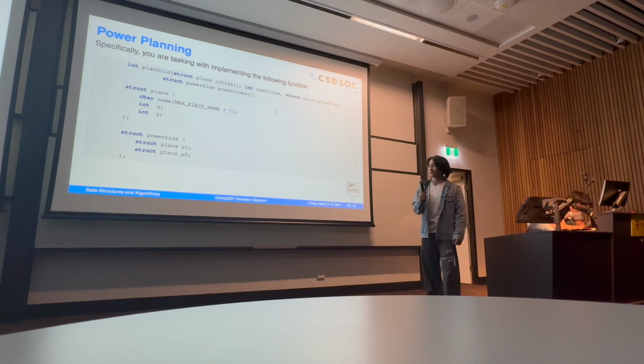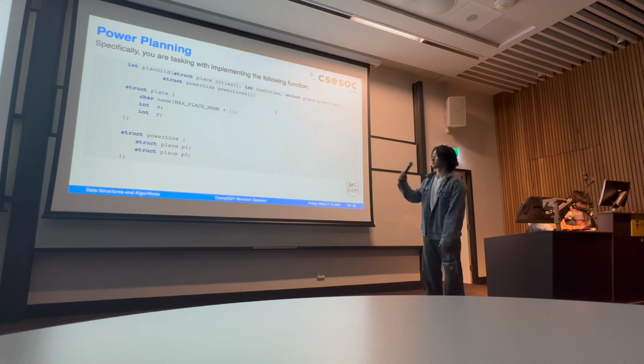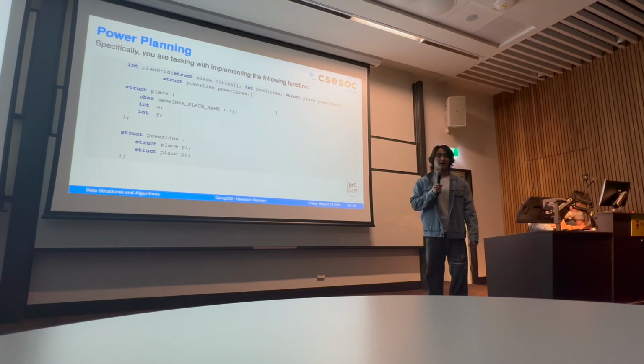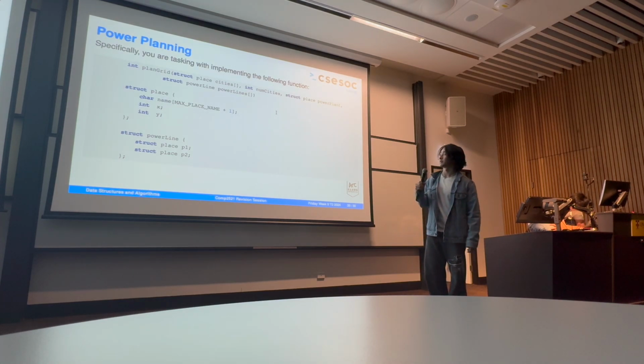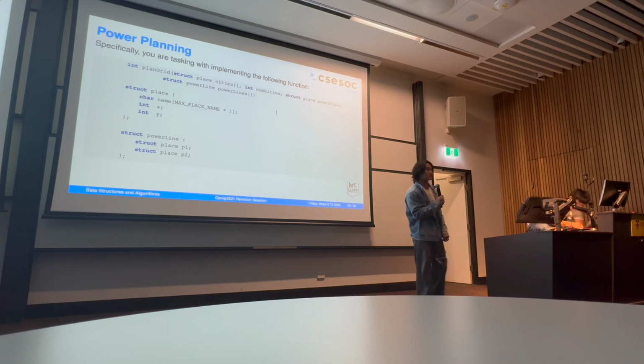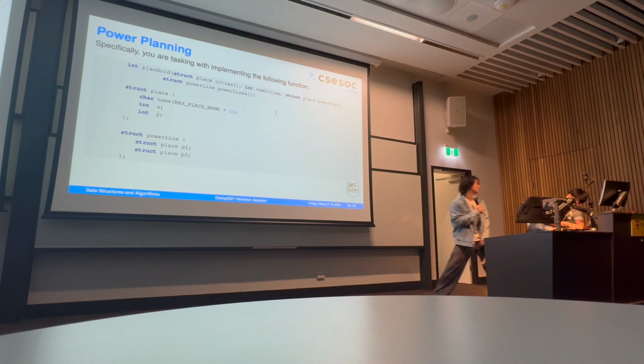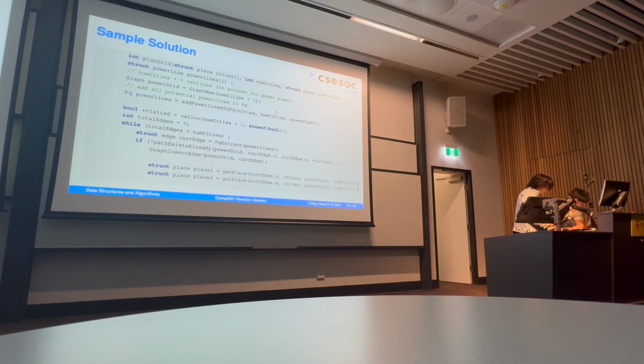So what we need to do is we have this struct place, which is equivalent to our node, right? And we have the struct power line, which is equivalent to our edge. And then you just have this plan grid function, which is in reality just going to be an MST implementation.